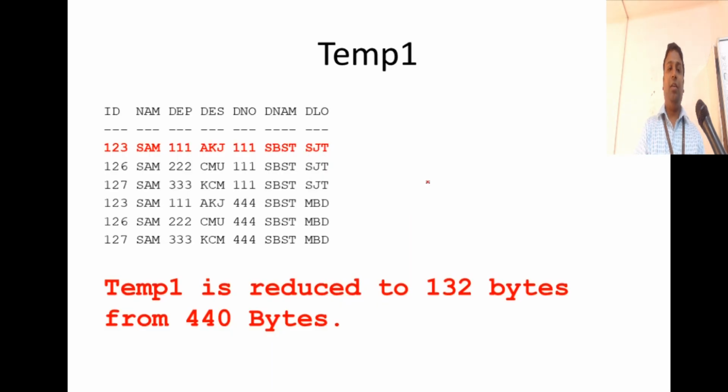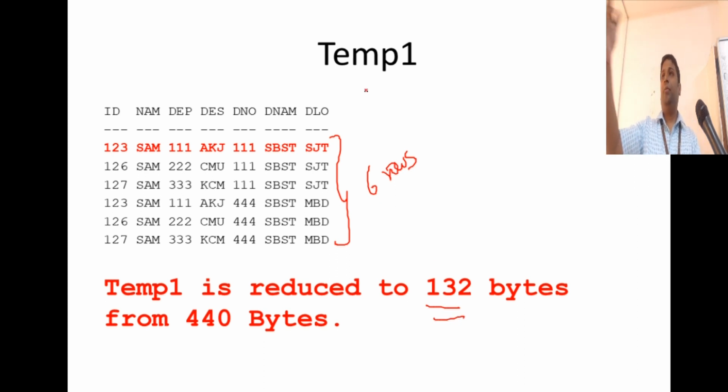So this Cartesian product, now it has got how many rows? 6 rows. Totally how many bytes? 132 bytes. So on this, if you apply the conditions, department number is equal to department number, SPST and employee name is Sam, you will get only this record where there is a match between department number and department.